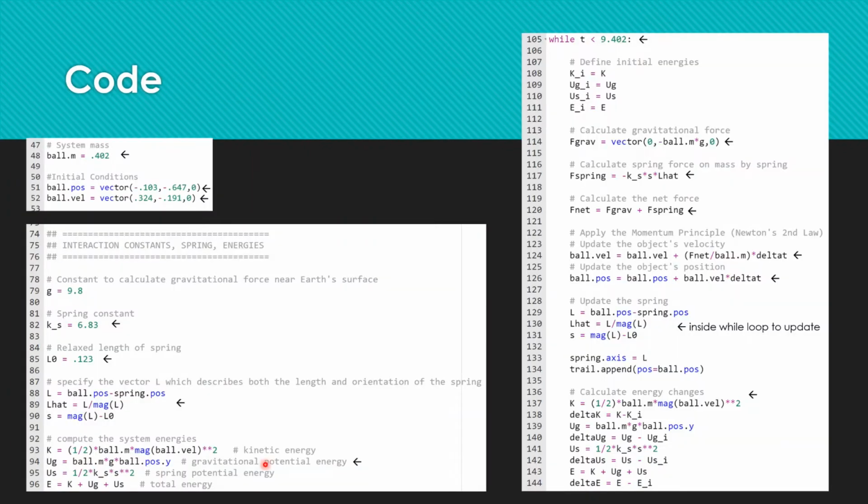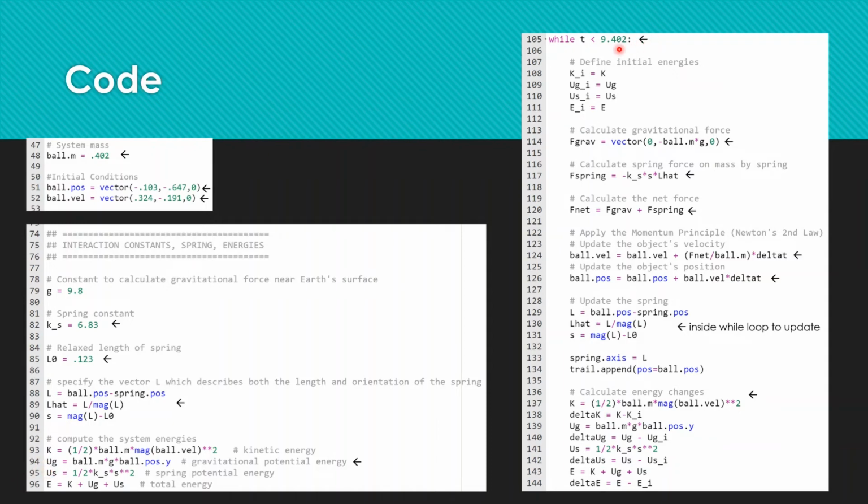So now diving into our code from GlowScript, as you can see, here's the ball's mass, the ball's position, the ball's initial velocity, the gravitational constant. Here's the spring constant we got, the relaxed length of the spring. Here's how to calculate the length of the spring when stretched. Here is how you calculate each of the individual energies. So we had kinetic, gravitational potential, and spring potential energy.